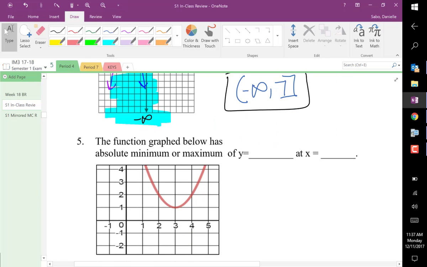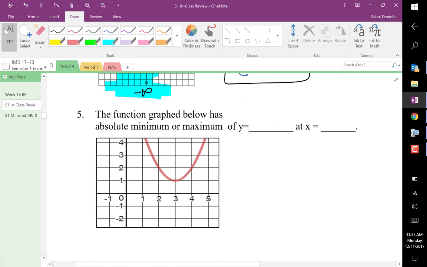Okay, next part. The function graph below has an absolute min or max. Max, I think. Wait. Oh, sorry. It's okay. I thought you were on 4 still. No, we're good. Yeah, there would be a max for number 4. It's a good observation there. But this is a minimum. And that means that there is no point lower than this point right here on the graph.